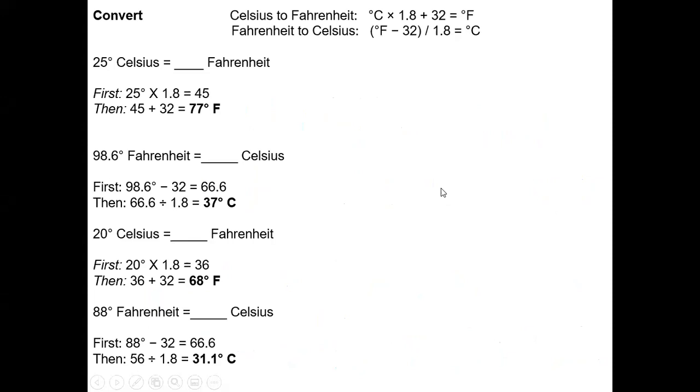So if you look here where I wrote it all out for you, 25 degrees converted to 77, 98.6 converted to 37 degrees, 20 degrees Celsius converted to 68 degrees Fahrenheit, and 88 degrees Fahrenheit converted to 31.1 degrees Celsius.